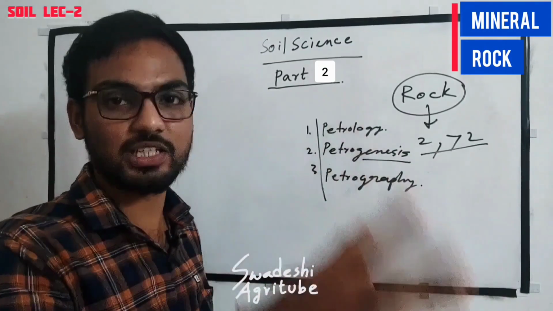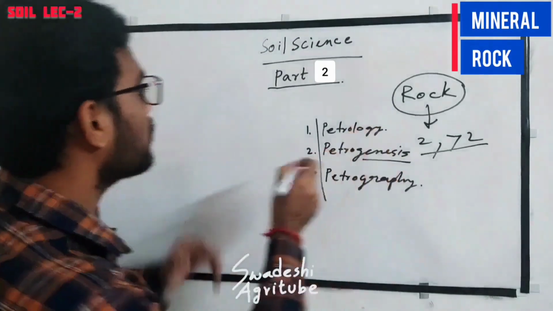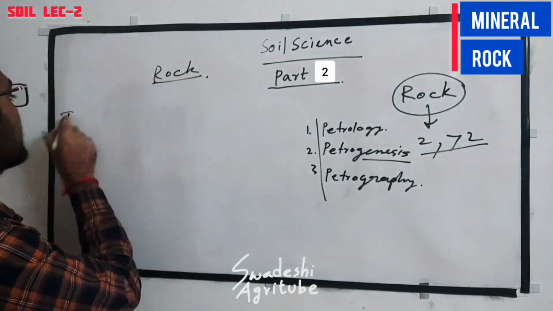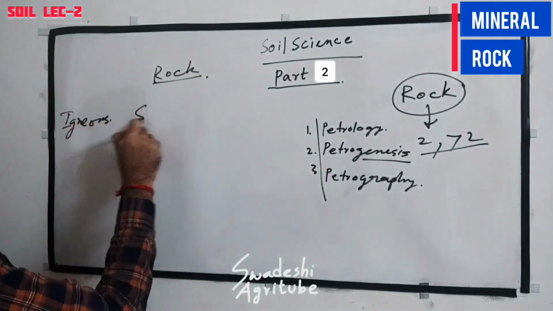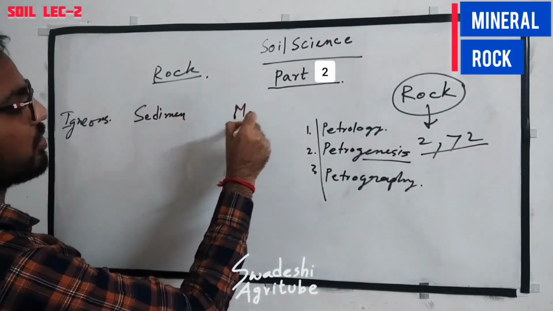Okay. So now we will make a column of the rock. First of all, the basic classification, we all know: the igneous rock. Second is the sedimentary rock, and third is the metamorphic rock. This simple classification we will discuss now.